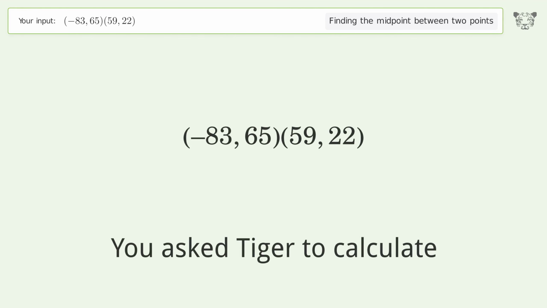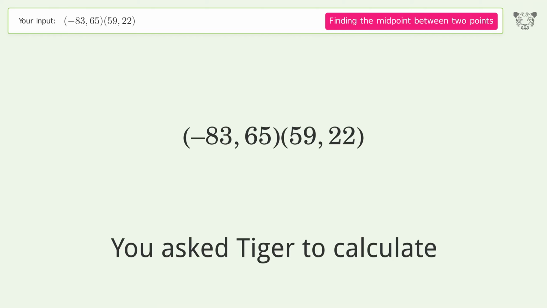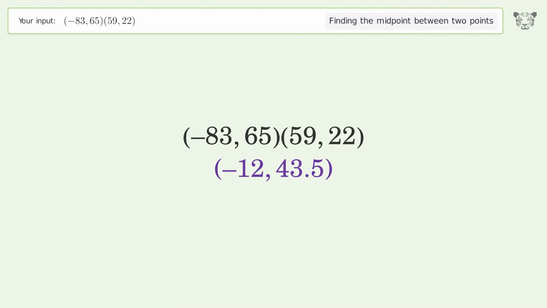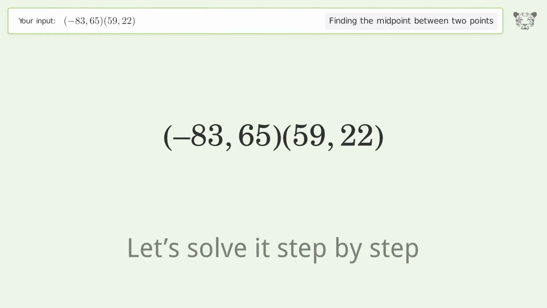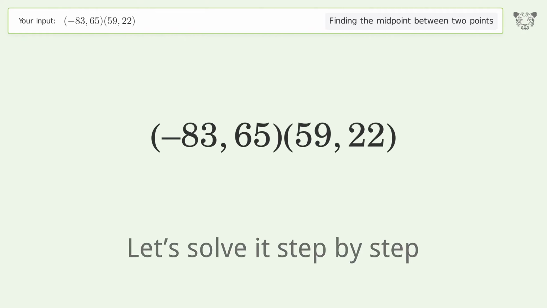You ask Tiger to calculate. This deals with finding the midpoint between 2 points. The midpoint between the 2 points is -12, 43.5. Let's solve it step by step. Plot the 2 points and calculate the midpoint using the formula.